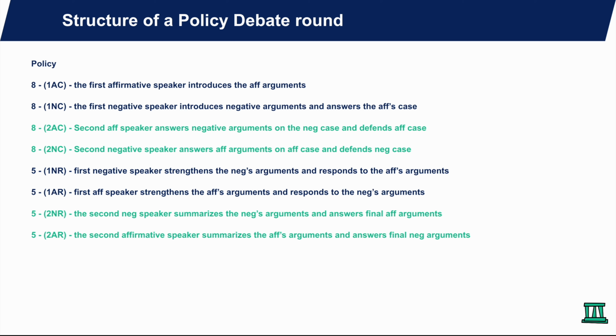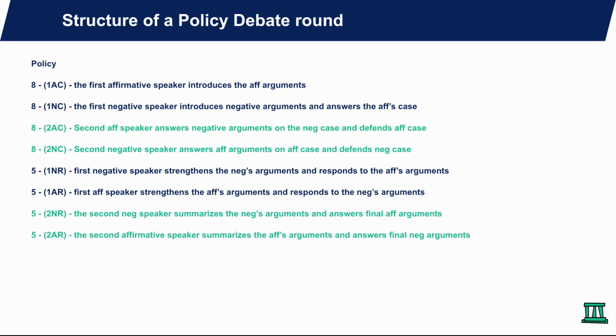After cross-ex, the first negative speaker gives the 8-minute 1NC, in which the first negative speaker introduces any new negative arguments, as well as answering the affirmative's case very briefly. After the 1NC, the first affirmative speaker that has just spoken before the 1NC will take 3 minutes of cross-examination to ask the negative speaker any questions.